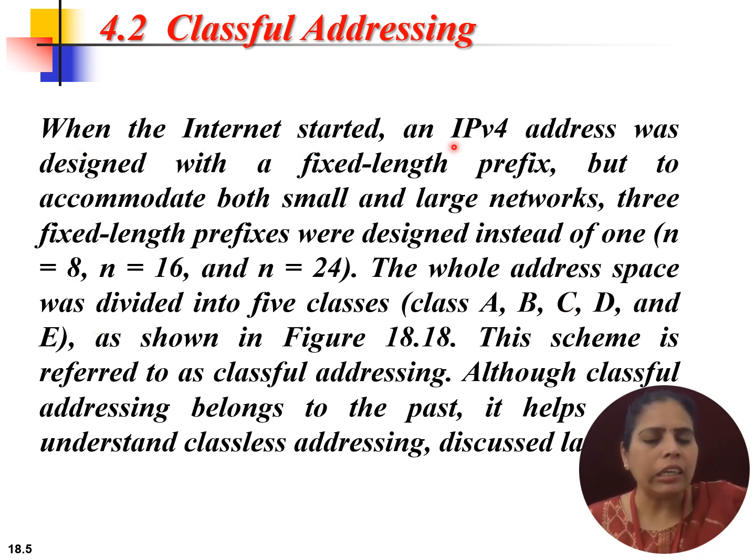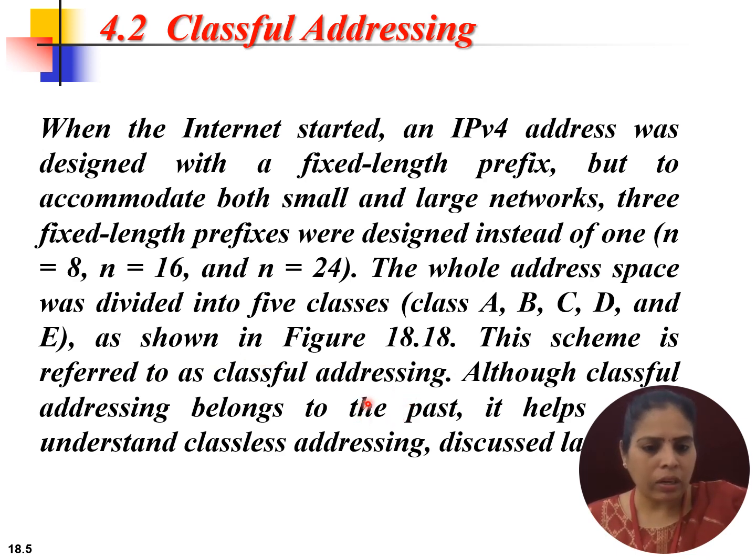That is, when the internet started, IPv4 addresses were designed with a fixed length prefix, but to accommodate both small and large networks, 3 fixed length prefixes were designated instead of 1. That is, you can allot 8 bits for the network, you can allot 16 bits, or you can allot 24 bits. The whole address space was divided into 5 classes, namely class A, class B, class C, class D and class E, which will be shown in the next figure. So this scheme is referred to as classful addressing.